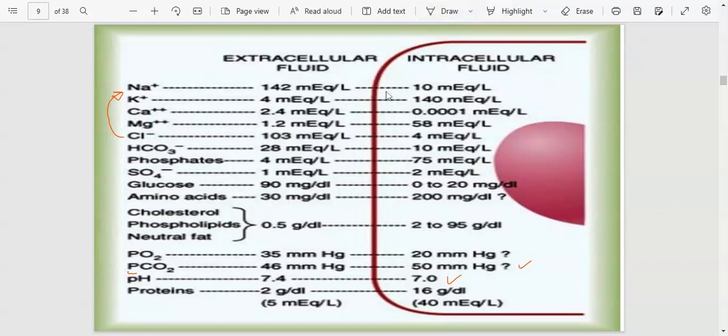So these numbers have to be known because you might be given data collected from a patient and they ask you to comment on the results collected.